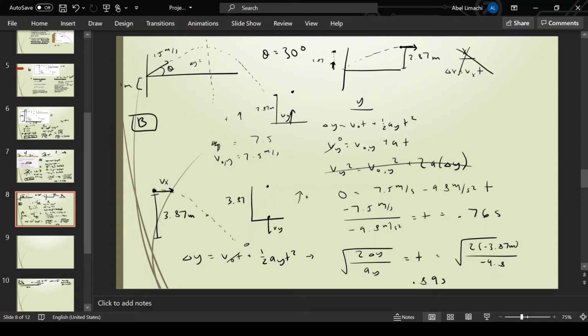And we know that time is affected by how long it's going to be traveling, how far it's going to be traveling, sorry. So it makes sense that this time going up is shorter than the time going down, because it traveled a longer distance. So we get the time in the air is equal to 0.76 seconds plus 0.89 seconds, which is equal to 1.65 seconds in the air.